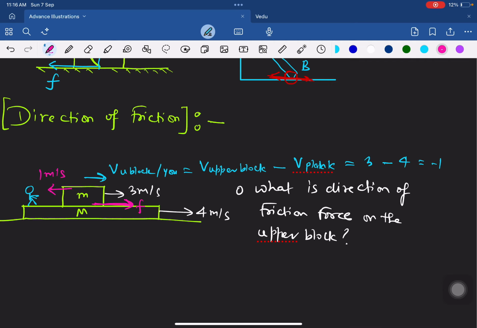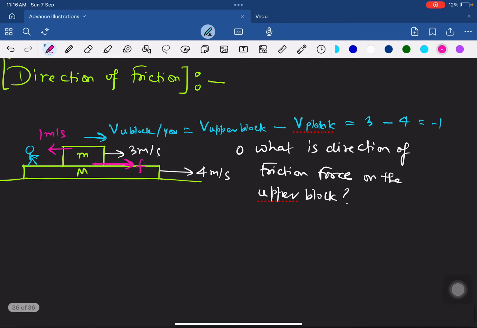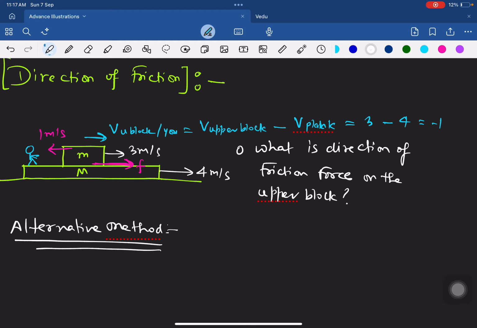Now, another method, an alternative method that I felt would work, and I have seen that yes, it works, because I have tested this many times, and I feel that this idea is very good. So guys, the alternative method. Maybe other teachers also follow something similar, but this is the idea that I have made, and I feel that this would be very handy for finding the friction force.